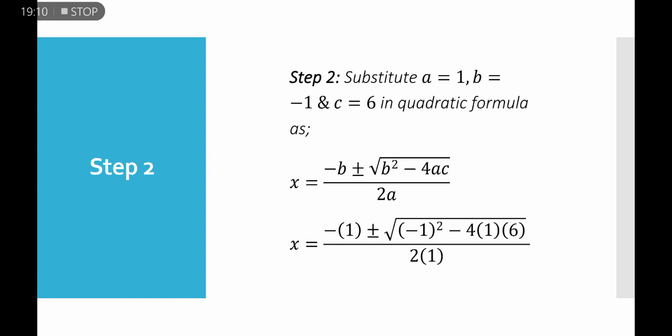Step 2. Substitute a = 1, b = −1 and c = 6 in the quadratic formula, x = (−b ± √(b² − 4ac)) / 2a. After substituting the values of a, b and c, we get x = (−(−1) ± √((−1)² − 4 × 1 × 6)) / (2 × 1).